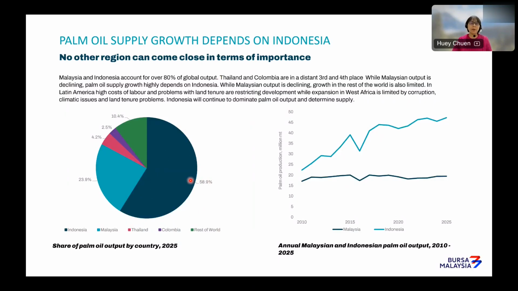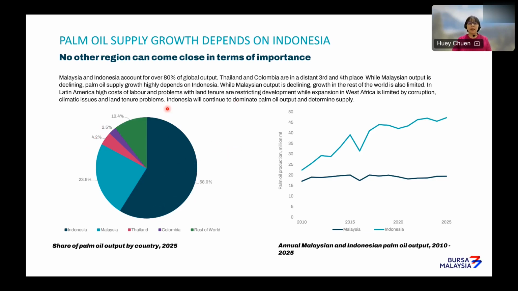Indonesia contributed about 59% of the world's palm oil output, followed by Malaysia at 24%. And number 3 and number 4 are really distant, where Thailand came in as the third producer, having a market share of about 4%, followed by Colombia at about 2.5%, and the rest of the world makes up 10%. So this explains that Indonesia is a very major market.